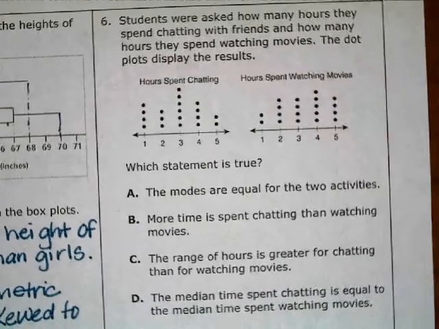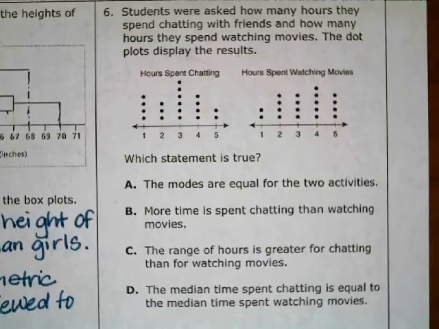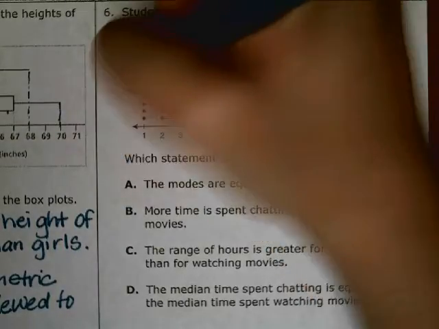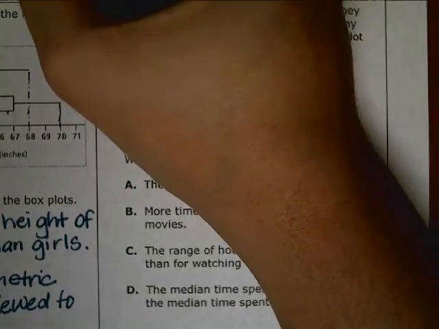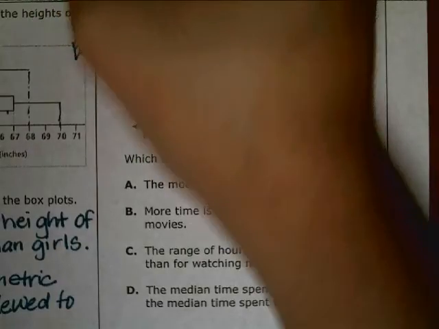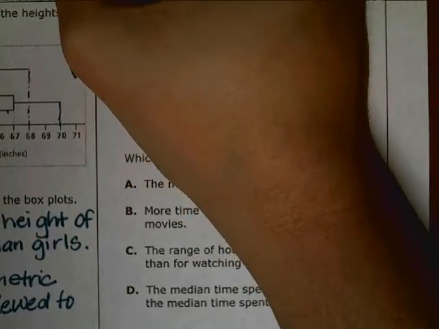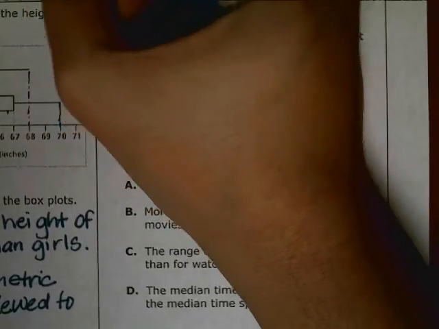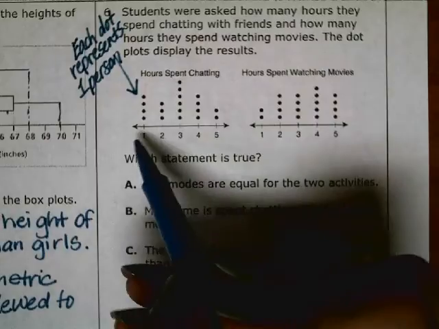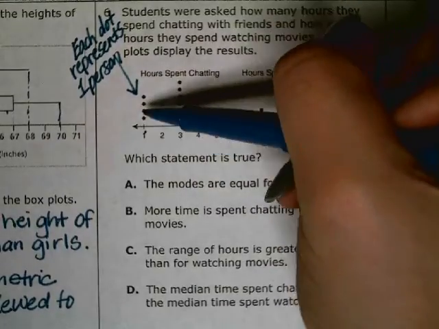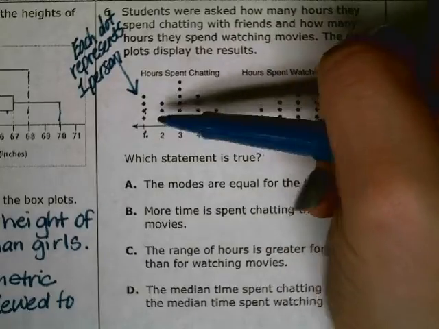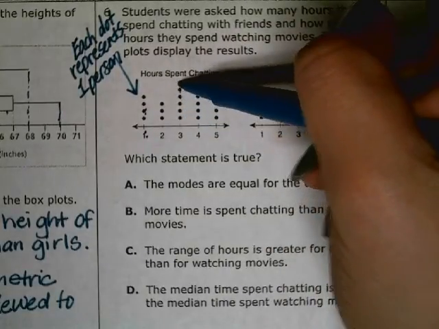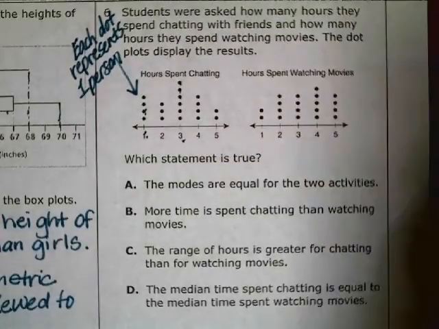Question 6. Students were asked how many hours they spend chatting with friends and how many hours they spend watching movies. The dot plots display the results. Each dot represents one person that chooses that 1 hour. So one person says they spend 1 hour. One other person says they spend 1 hour. There's 1, 2, 3, 4, 5, 6 people that say they spend 3 hours, and so forth.